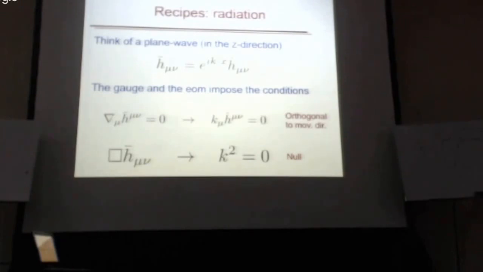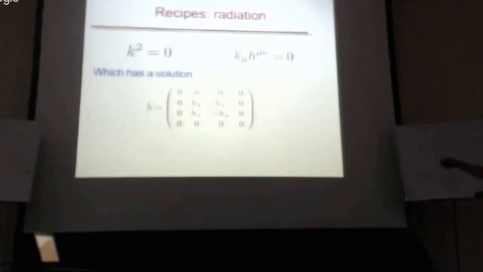So if you do that, this restriction just tells you that this k vector times h mu nu is 0. That means it's orthogonal to the way we're moving. And then we also have this operator. This operator, the wave equation, just tells you that it has to be a null vector.